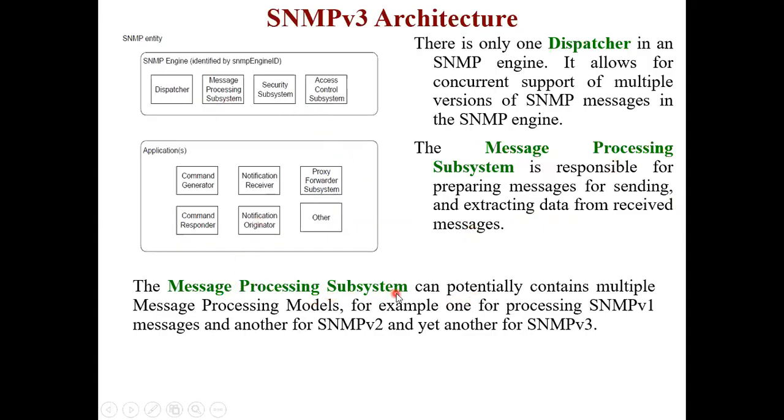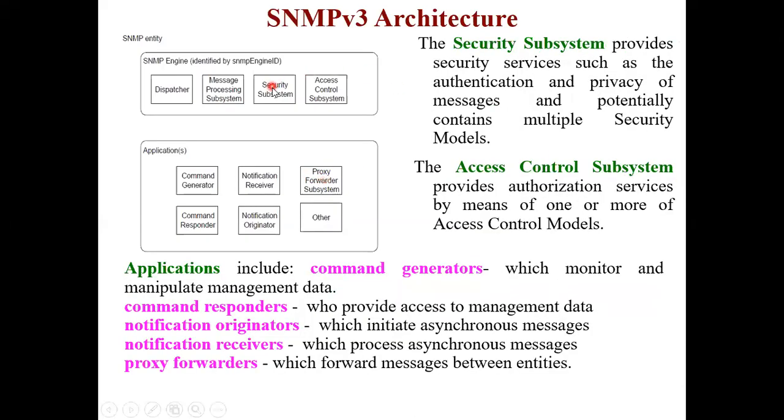The message processing subsystem can contain multiple message processing models. For example, since we have the 3 versions, one message processing model for version 1, one for version 2, and another one for version 3. Then the security subsystem, it will take care of the security aspects like authentication and privacy, and there might be multiple security models. Then the access control, from the name, it provides the authorization, like who can access the system. So there might be one or more access control models.